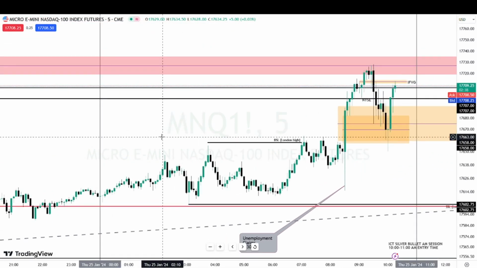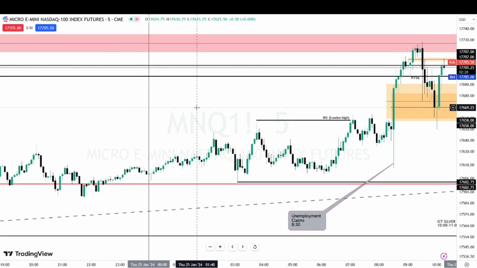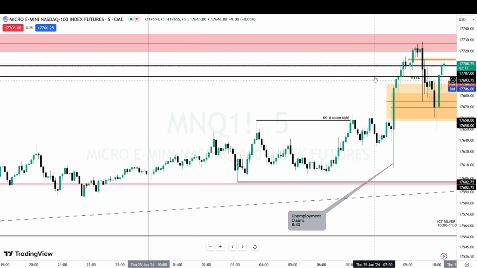I will use the core content information for this one. If you are selling, you want to sell above the Asian range high. So if this is the Asian range, then we have the high, right?